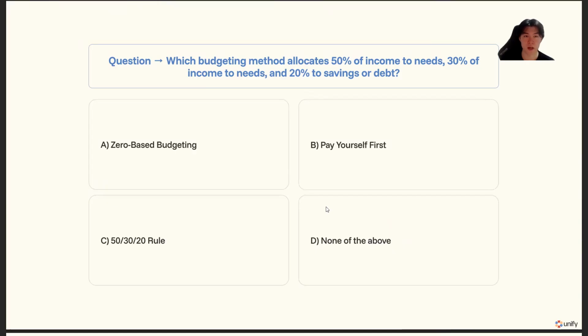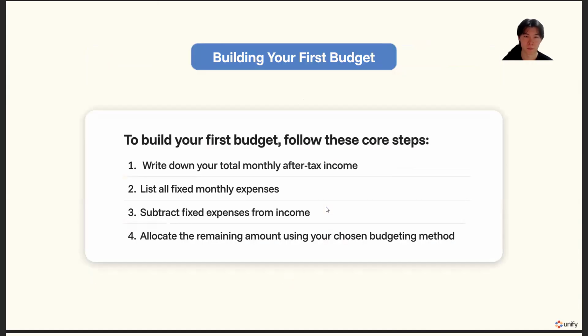Now, just a quick check. Which budgeting method allocates 50% of your income to needs, 30% of your income to wants, and 20% to savings or debt? I'll give you a moment to select an option. If you chose the 50-30-20 rule, you are correct.